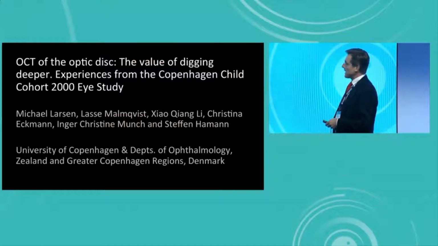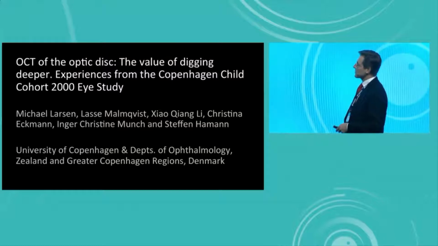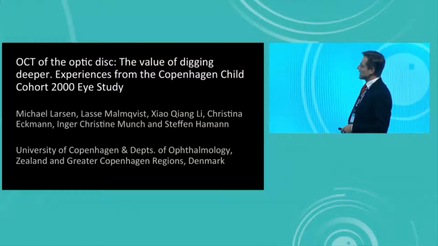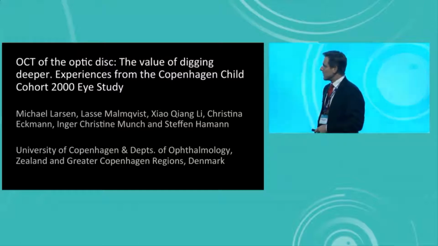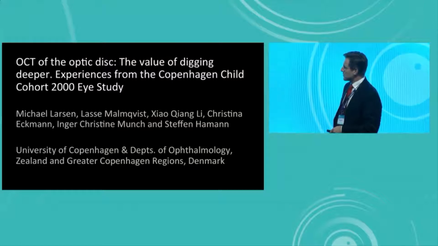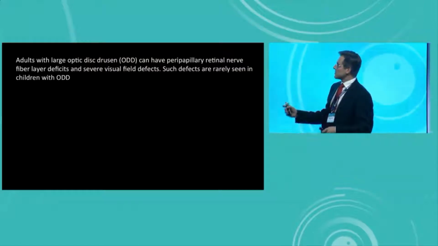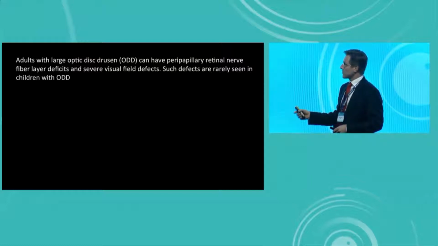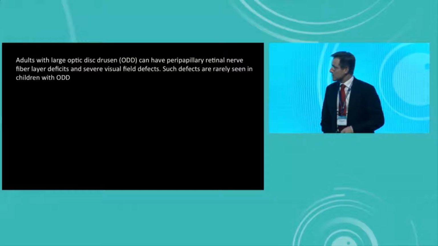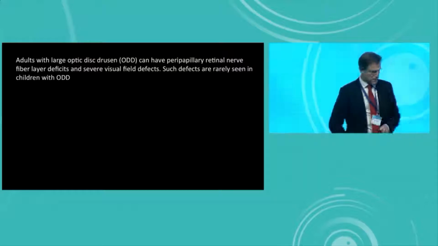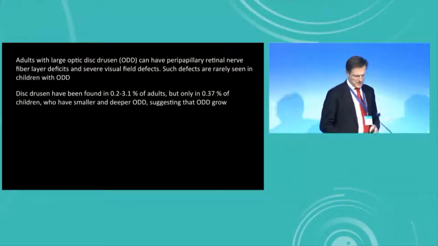The theme for this talk was supposed to be the value of digging deeper. So we're going to look into the optic disc, and I'll draw on examples from the Copenhagen Child Cohort 2000 study, and the results produced by my PhD student, Larsen. Adults with large optic disc drusen can have peripapillary retinal nerve fiber layer deficits and severe visual field defects. Such defects are rarely seen in children with optic disc drusen. So something happens between childhood and adulthood.